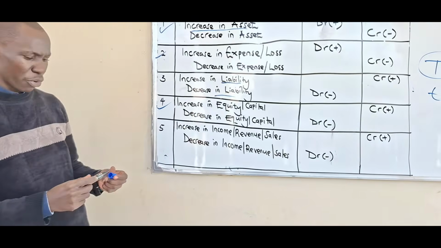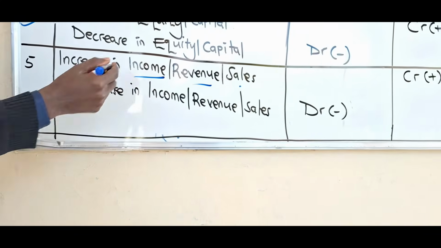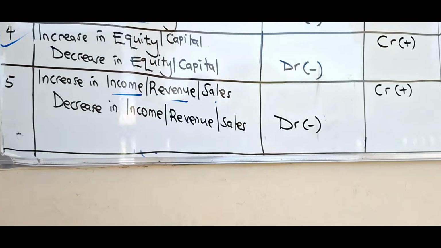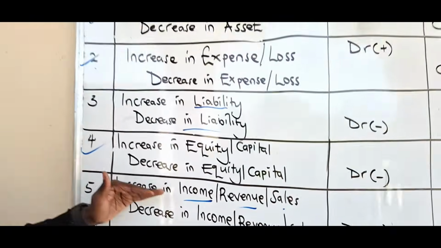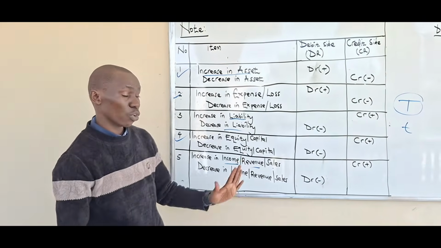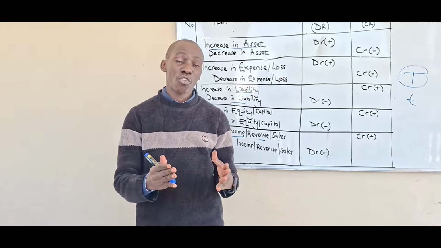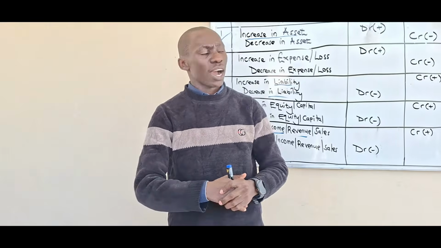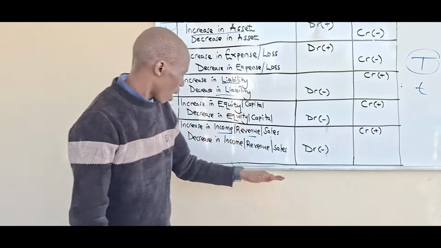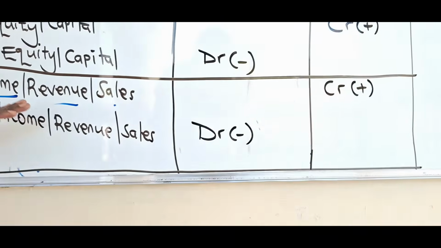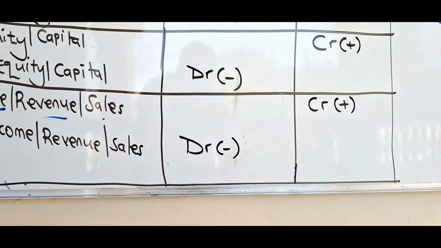Let's look at revenue. Could be revenue, income, sales. Under income could be gains, commission received, different incomes, revenue, sales. The moment you see an increase in income, revenue, or sales, same behavior as liability, same behavior as equity. Of course, we credit that account. We have credit. That's why I'm putting the plus. Credit. The moment you see a decrease in income, revenue, sales, you have to debit.